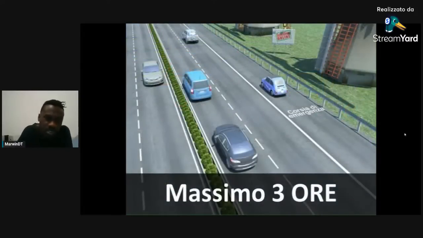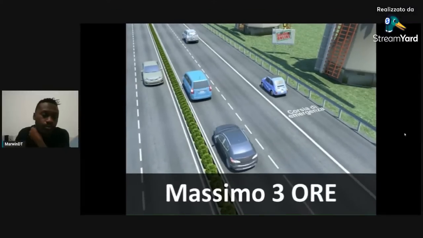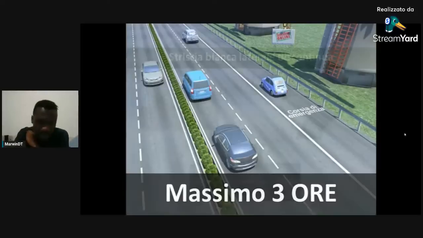Massimo 3 ore, which is the corsia di emergenza. On the corsia di emergenza, how long can you stay there? 3 hours. You can park there for how long? 3 hours, not more. You can stop there, like I said, or park there for 3 hours, not more.